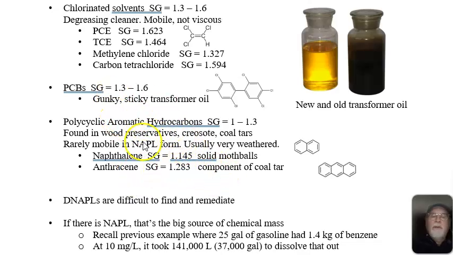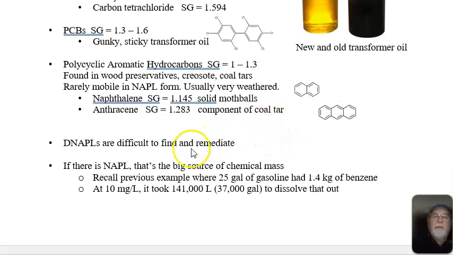So a benzene is an aromatic ring. We start sticking those rings together like that. If they're connected across their carbons, those are phenols. If we connect them like one side of it there, then that becomes a polyaromatic hydrocarbon. So the DNAPLs are difficult to find and difficult to clean up.